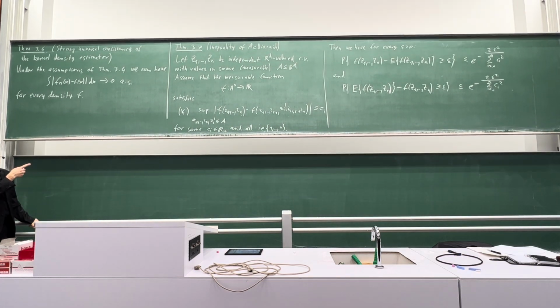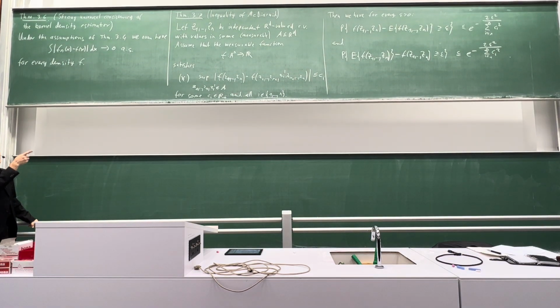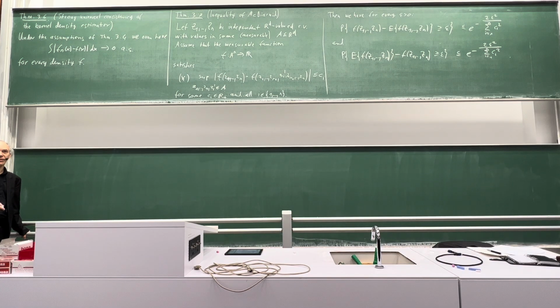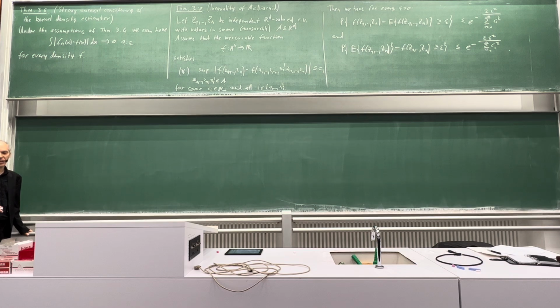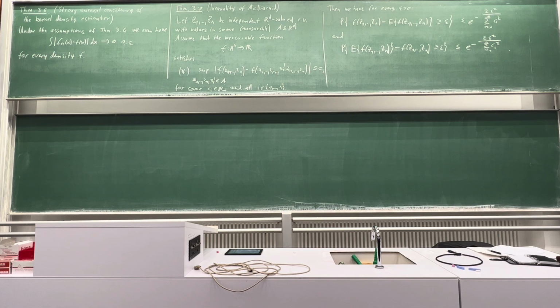And in this exam question, the inequality of McDiarmid will be given. You know this one, but you have to formulate the proof of the result about the strong consistency of the kernel density estimate. So, proof of theorem 3.6.